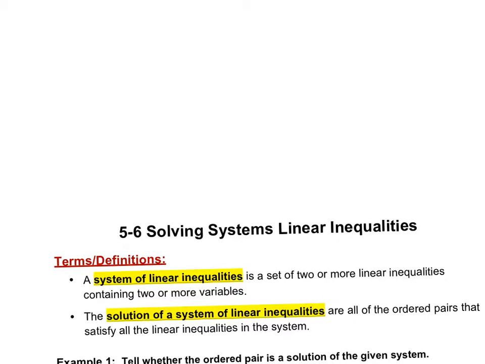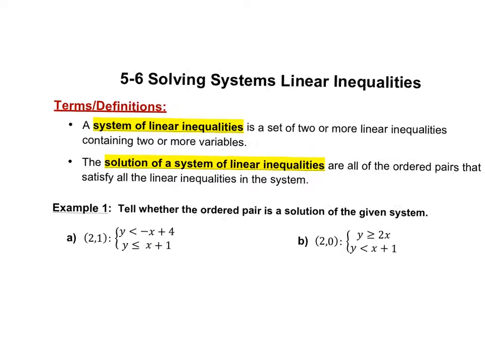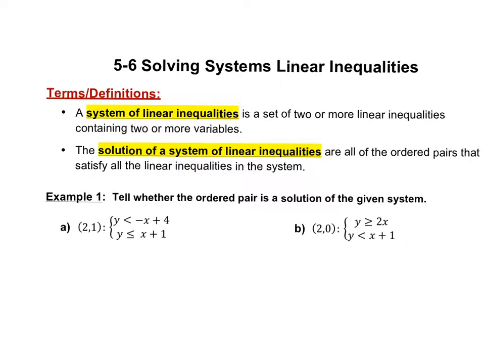So we've talked about a system of linear equations, and we've talked about linear inequalities. Now we're going to discuss the system of linear inequalities. When you have a system, we know that it means two or more linear inequalities. And when you're looking for the solution of a system of linear inequalities, we have to remember that the ordered pairs that are part of the solution set satisfy all the linear inequalities.